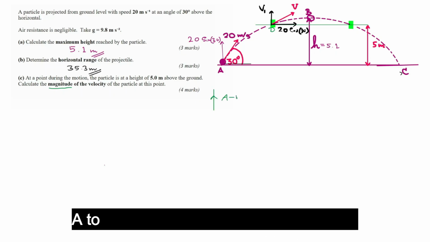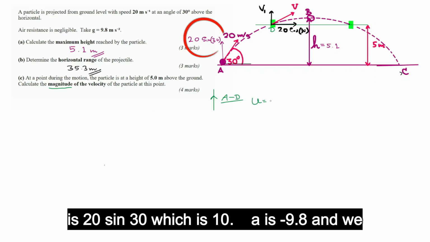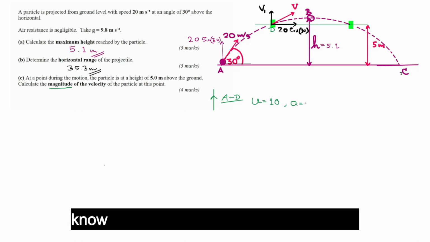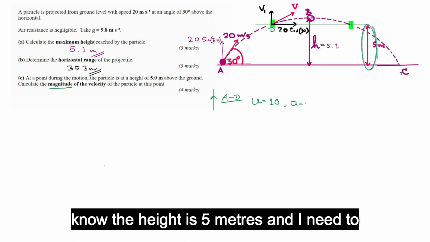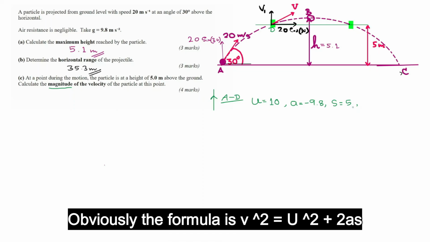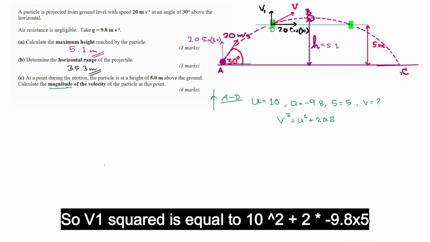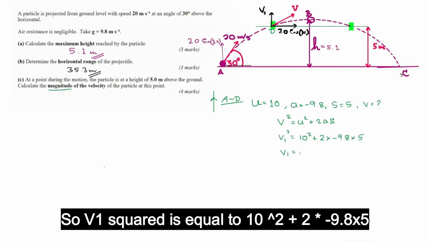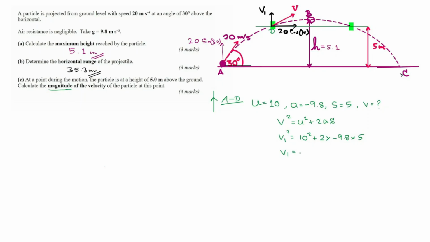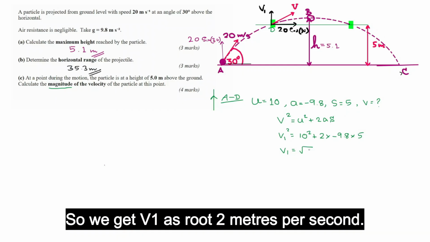So from A to D, we know u in the vertical direction is 20 sine 30, which is 10. a is negative 9.8, and we know the height is 5 meters, and I need to find v. So obviously the formula is v squared equals u squared plus 2as. So let's substitute the values. So V1 squared is equal to 10 squared plus 2 times negative 9.8 multiplied by 5. So we get V1 as root 2 meters per second.